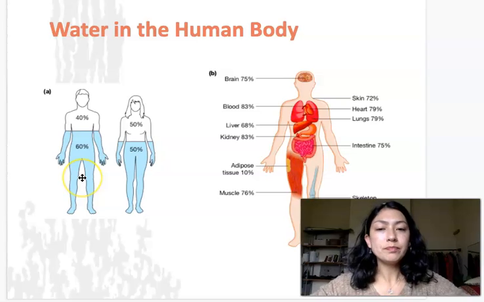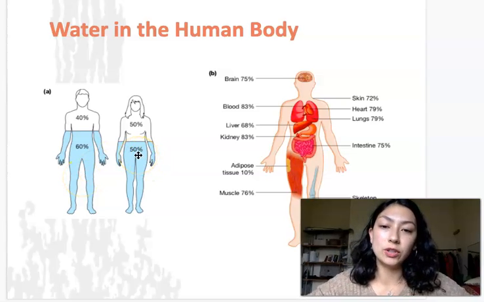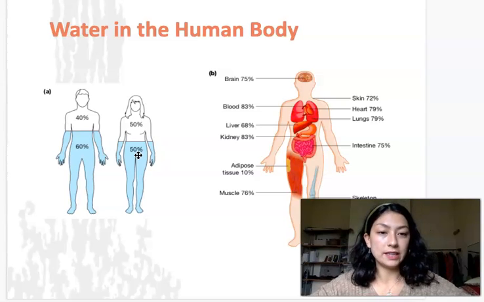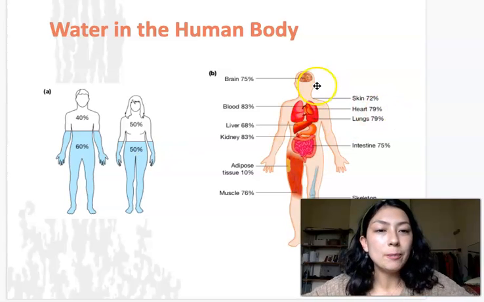Our plasma is the watery liquid stuff that makes up the blood, that our blood cells actually float around in. Women, biological women, have a little bit less water than males, and that's simply because they have a little bit more fat. They've got a little bit more fat because they have more internal organs that need protection internally.